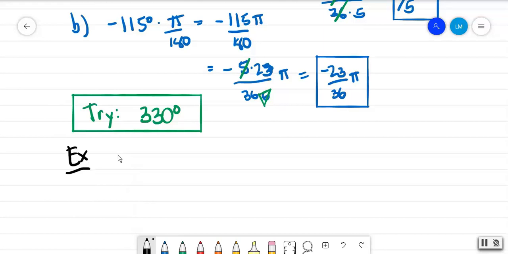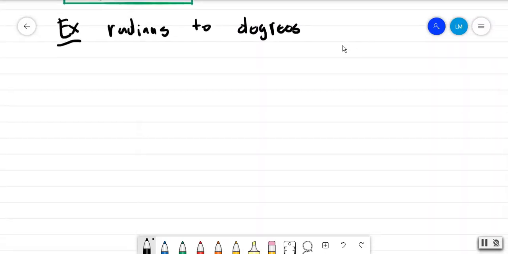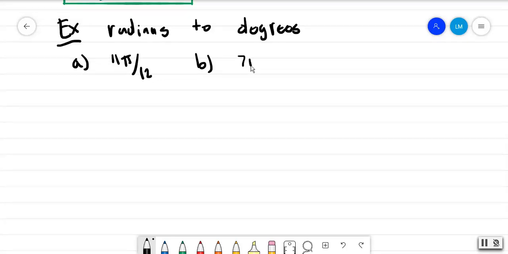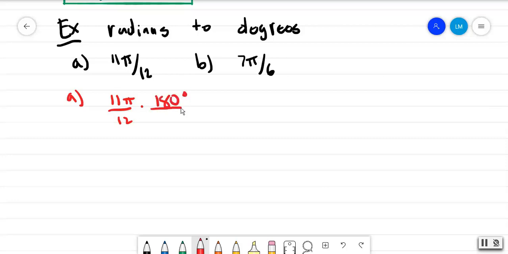So in these examples, we're going to go from radians to degrees. Okay, so let's say that we look at the following measurements. So 11 pi over 12, and then in part B, we'll say we have 7 pi over 6. Now, these actually aren't too bad as it relates to finding their solutions. So like 11 pi over 12, I know that I'm going to basically multiply that by 180 degrees divided by pi.